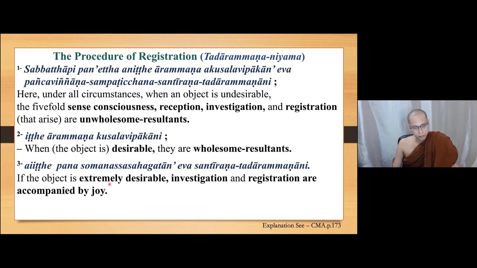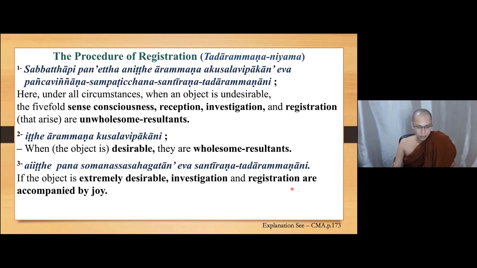At the moment an extremely desirable object appears in the mind as its object, only two types of consciousness, investigation consciousness and registration consciousness, change to consciousness accompanied by joy. So among the three investigating consciousness, one is accompanied by joy, and also there are five registration consciousness accompanied by joy.